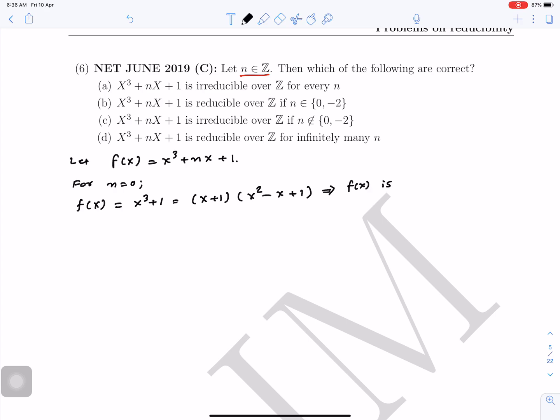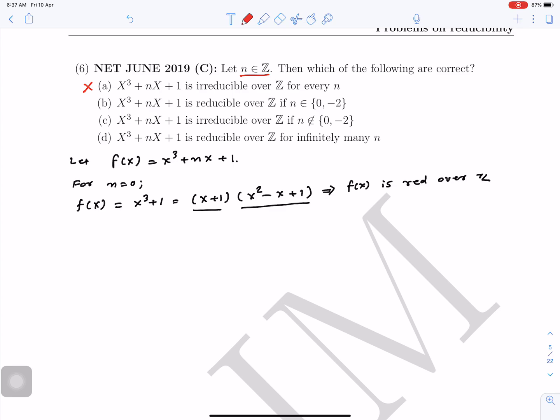f(x) is reducible, because f(x) is the product of two polynomials over Z[x], and none of them is a unit. So f(x) is reducible over Z. Option A says that x cube plus nx plus 1 is irreducible over Z for every n. No, for n equal to 0 we have f(x) reducible. So option A is wrong.